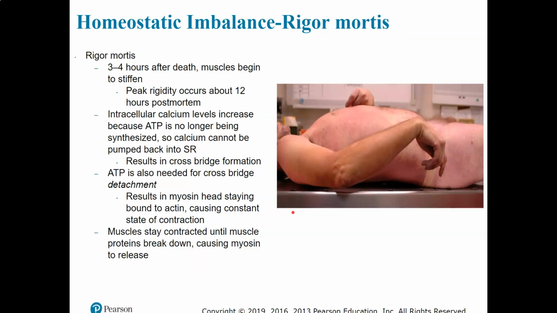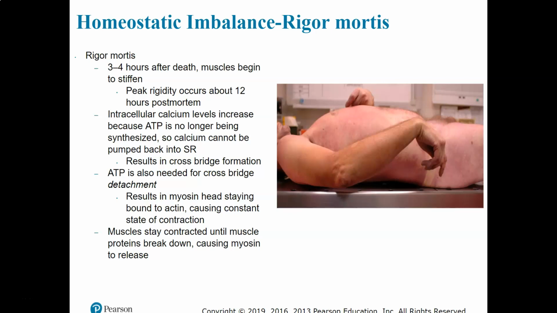Rigor mortis is the stiffness that we see in death. It occurs 3 to 4 hours after death. Muscles stiffen up, they contract. This is going to be due to the fact that we need ATP in order to actually detach the myosin head groups from the actin. So in order to break those cross bridges, ATP needs to attach to the myosin.